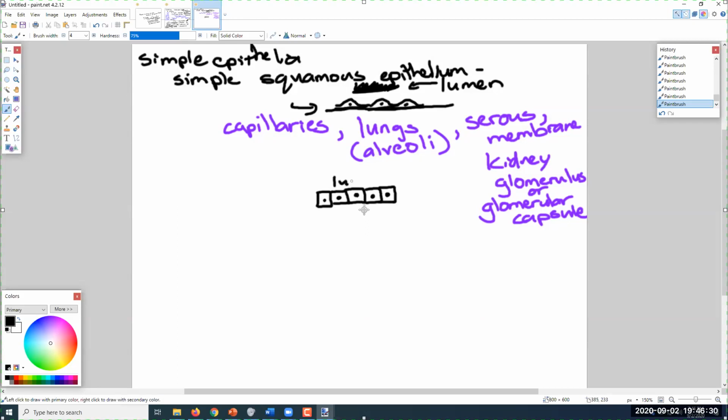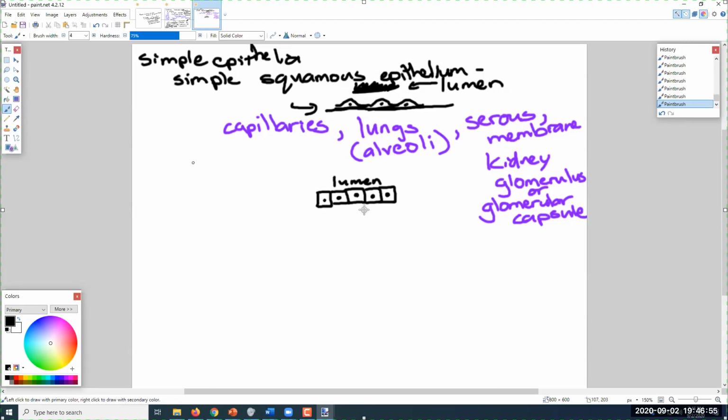Okay, and this is the lumen over here. So what type of tissue is this? Let's be a little bit more specific, right? I want you to write out the complete term. Don't just put only one partial of it, because if you do, you won't get full credit. So you want to make sure you put out the entire term.